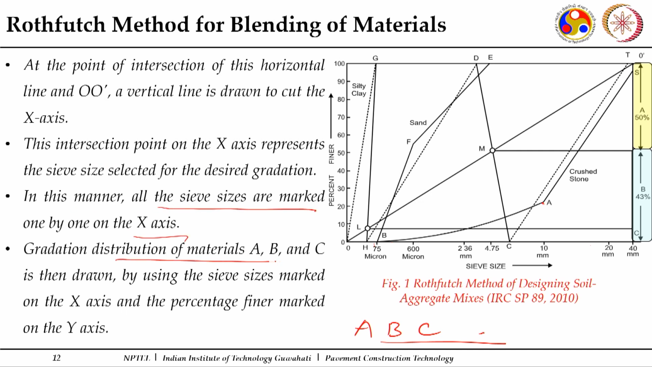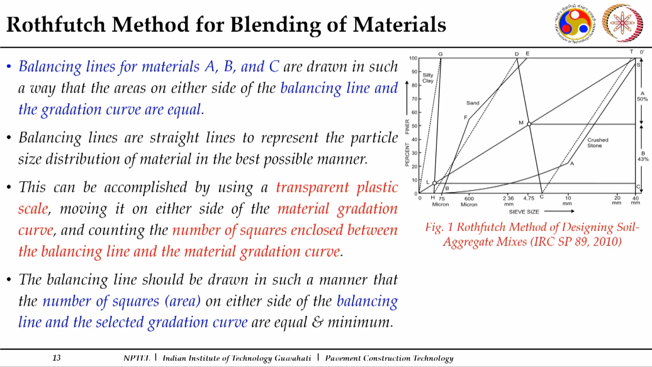These are the gradation distributions of materials A, B and C, drawn using the sieve sizes marked on the x axis and percentage finer marked on the y axis. So, 3 gradations I have drawn accordingly. Thereafter, since it is a graph paper, I will draw a line which I will call a balancing line. This balancing line for the materials is drawn in such a manner that the areas on either side of the balancing line are equal and minimum. The areas should be equal, as well as minimum.